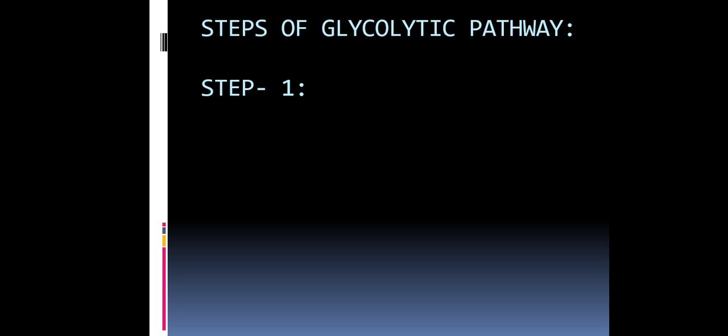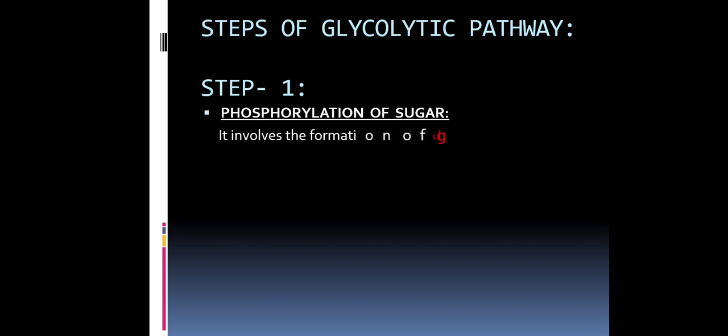Now, the steps of the glycolytic pathway. What are the various steps involved in glycolysis? Let us try to understand one step at a time. The first thing that happens in glycolysis is phosphorylation of sugar. What do you mean by phosphorylation? It is that reaction where a phosphate group is added. In this case it will be added to a sugar, and remember that it is derived from ATP. The sugar which we are talking about is glucose.